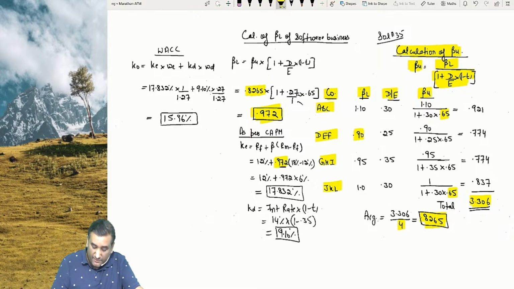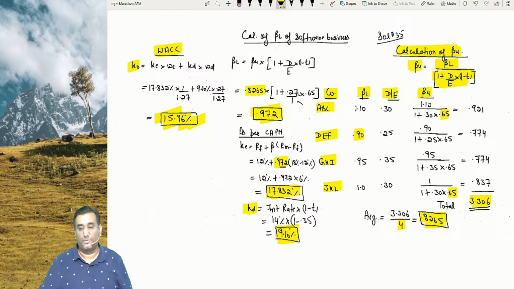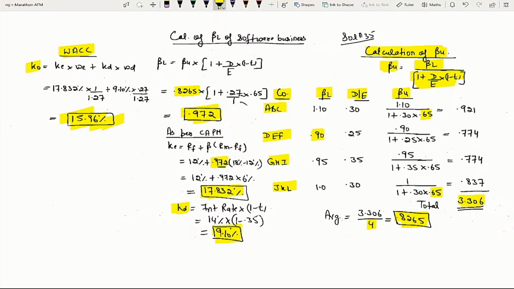KE I can get as 0.972, 17.83. For KD he gave the interest rate, into 1 minus T will give me KD 9.1, and then I can find WACC. KO is equal to KE into weight of equity plus KD into weight of debt. We arrive at 15 point something. Please check the answer. And if they want to extend, they can give you the capital budgeting question, NPV and cash inflows and cash outflows. You can calculate those. That's the basic objective of this exercise.